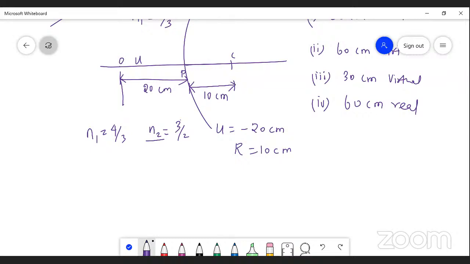Please, students, please mute yourself. N1 is equal to 4 by 3. And U value is equal to minus 20. So, what's the formula? N2 divided by V minus N1 divided by U is equal to N2 minus N1 divided by R. Okay, students.